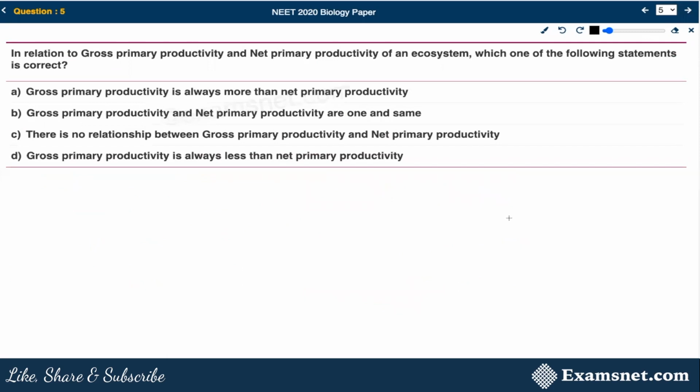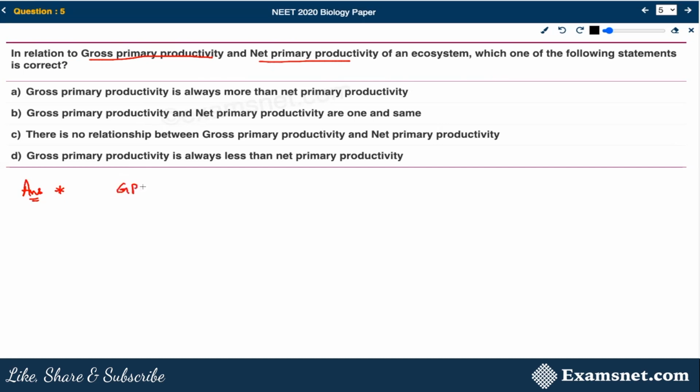Now, the next question says that in relation to the gross primary productivity and net primary productivity of an ecosystem, which of the following statements is correct? So this is a question from your ecosystem chapter. So what is gross primary productivity? You people know the GPP formula.